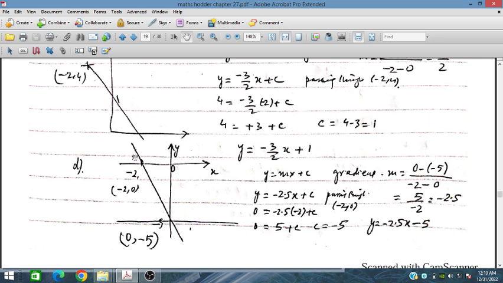Similarly for this d part we have this minus 2, 0 is this point, and this is 0 comma minus 5. So this minus 2, 0 and 0 minus 5, so this is the gradient we have obtained here, minus 2.5, and it is passing through minus 2, 0, so c is equal to minus 5, and y is equal to minus 2.5x minus 5. So this is the required equation, and that slope is a negative slope, so it's decreasing.